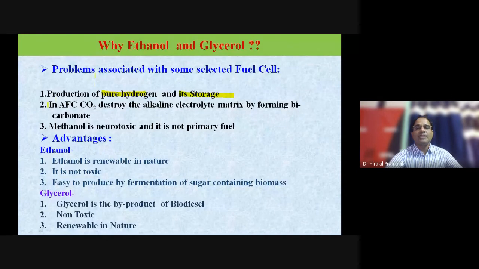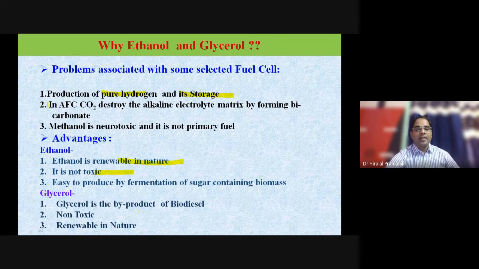So hydrogen PEMFC has a storage problem. Alkaline fuel cell, if you talk about that, the electrolyte matrix gets destroyed if there is a liquid alkali, because solid alkaline membrane is not available: CO2 reacts with alkali and forms the bicarbonate. Methanol is neurotoxic. It is not a primary fuel. So ethanol, what are the benefits? Renewable nature, non-toxic, and fermentation of sugar containing raw material is used for the production of ethanol. So it is renewable in nature.